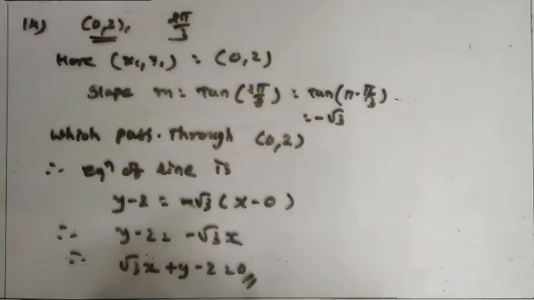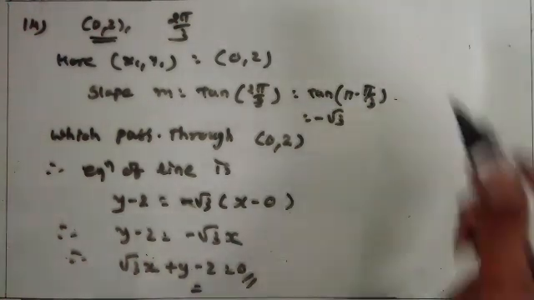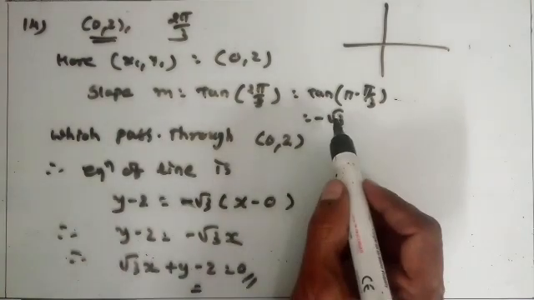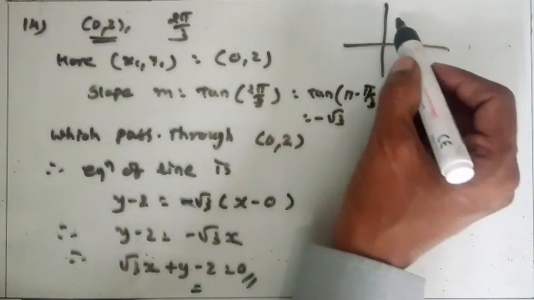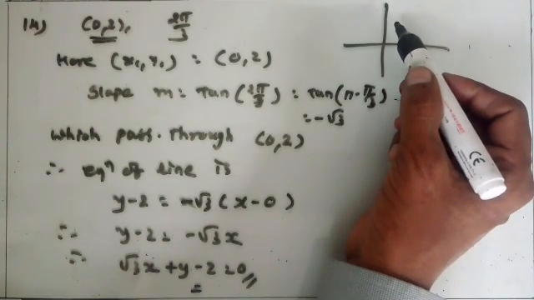Clear? So this becomes the equation of the required line. In the same equation given, also find the equation of the line perpendicular to this line and crossing the y-axis at a distance of 2 units below the origin. Here the slope of this line is minus root 3. So this type of line we have, passing through (0, 2).